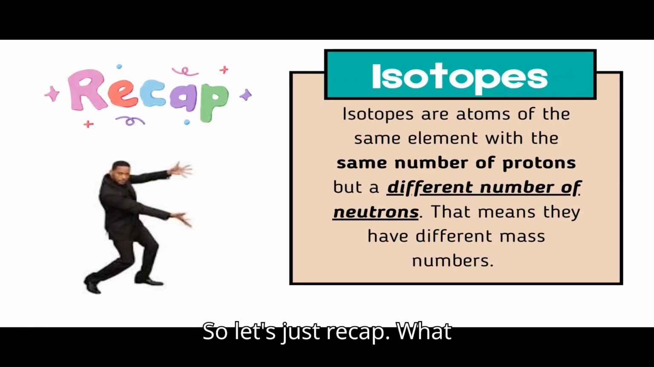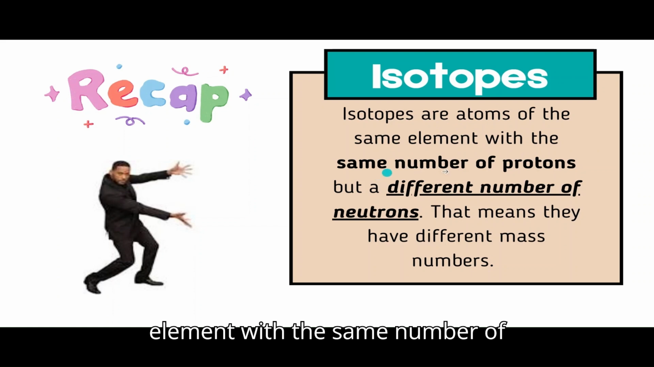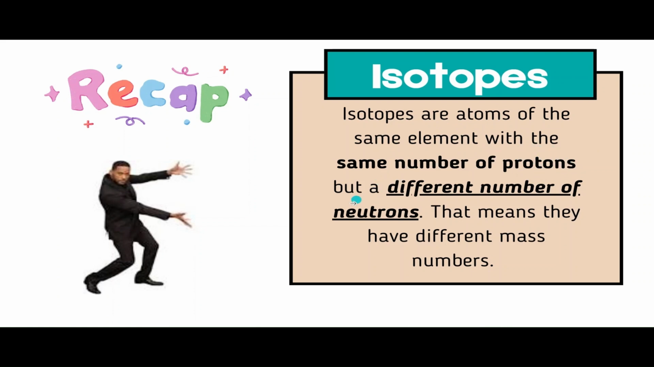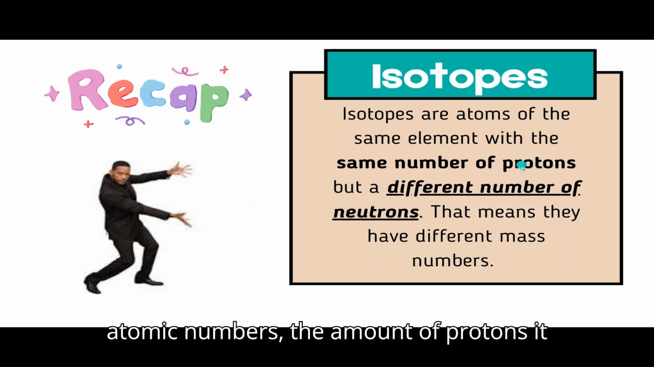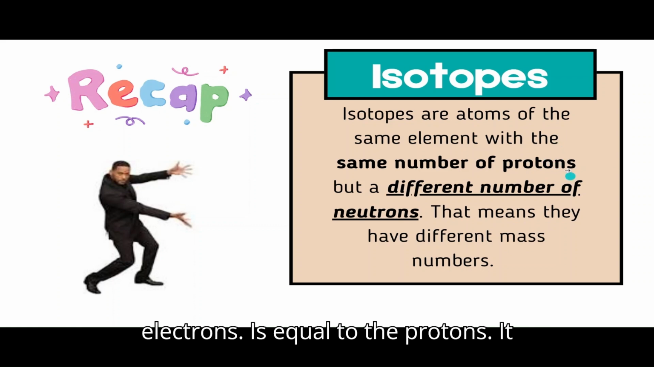So let's just recap. What is an isotope? An isotope is atoms of the same element with the same number of protons, the positive particles, but a different number of neutrons. That means they have different mass numbers. So the atomic number, the amount of protons, is going to be the same. And the electrons, equal to the protons, will also be the same.